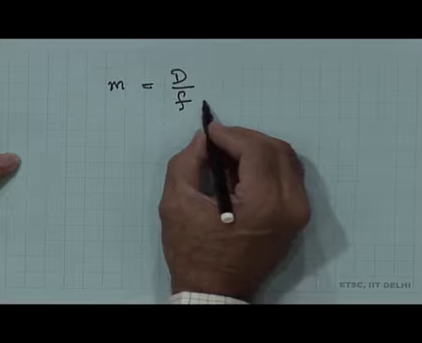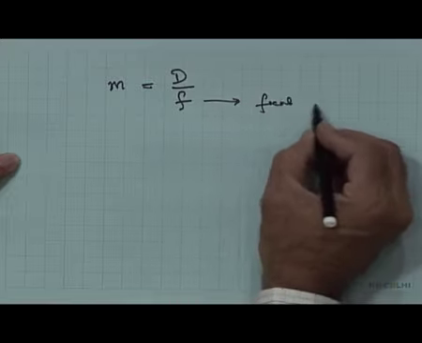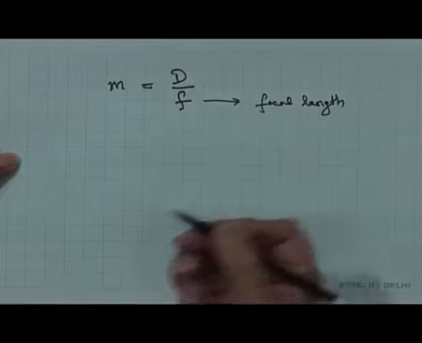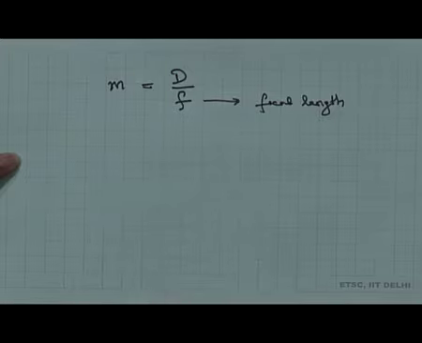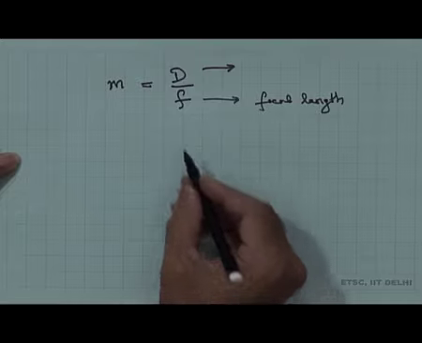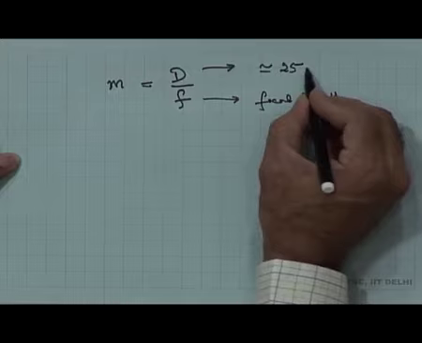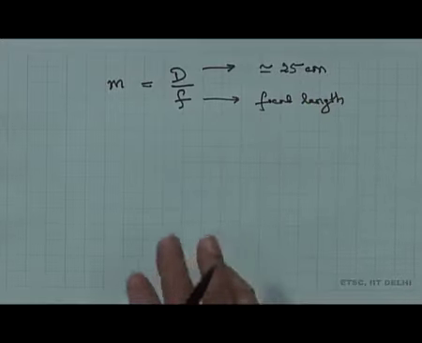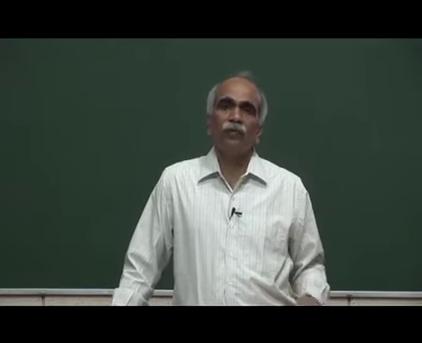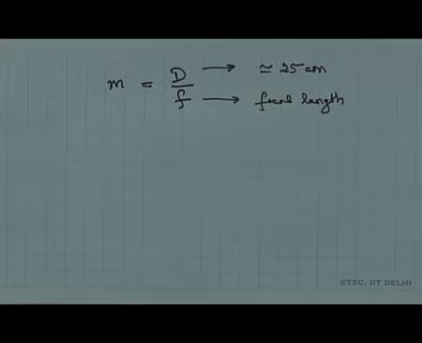f is the focal length of the lens, that is the simple microscope or the magnifying glass, and d is the least distance for clear vision, which is assumed as 25 centimeters. We have already discussed that d varies from person to person, but we assume that d is equal to 25 centimeters.